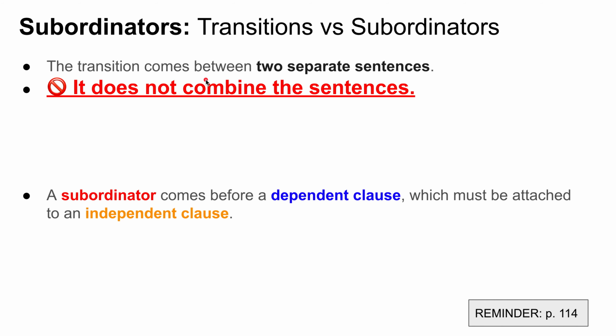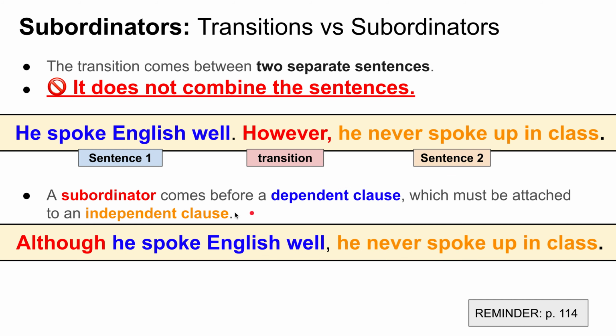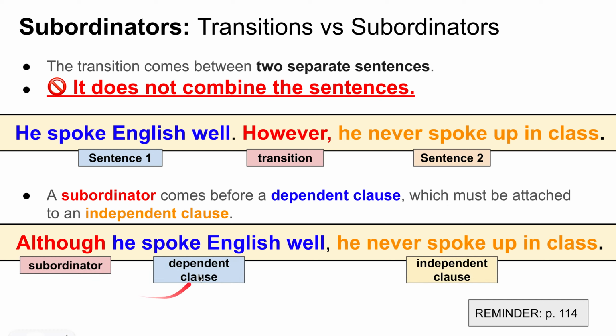So, quick review. The transition comes between two separate sentences and it does not combine the sentences. So: he spoke English well, sentence 1, period. However, transition, he never spoke up in class, sentence 2. On the other hand, a subordinator comes before a dependent clause, which must be attached to an independent clause. Although he spoke English well, subordinator, dependent clause, comma, he never spoke up in class, independent clause. And this is a complex sentence.